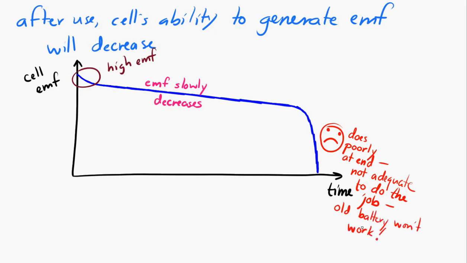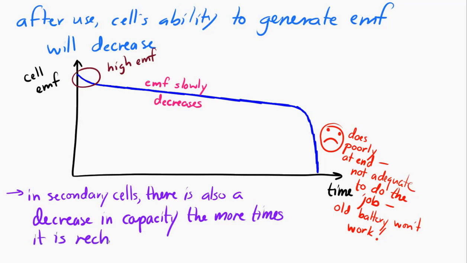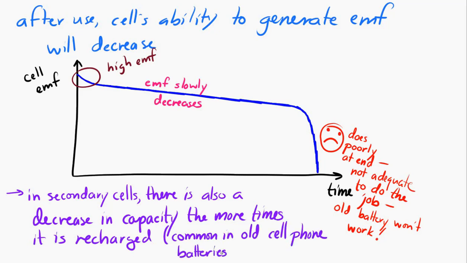Now with secondary cells, there's an additional complication. Turns out that the more times you recharge a secondary cell, the lower its capacity becomes. And you often hear this, especially with cell phone batteries, where we hear that the rechargeable battery can't keep its charge anymore. And that's what's happening. The more times you recharge a secondary cell, the less effective it will be at providing the EMF that it did when it was new.